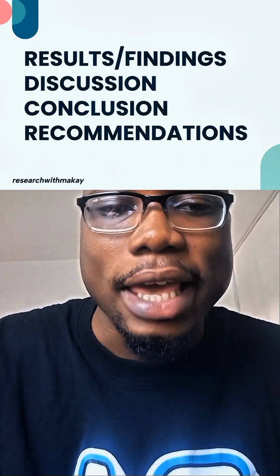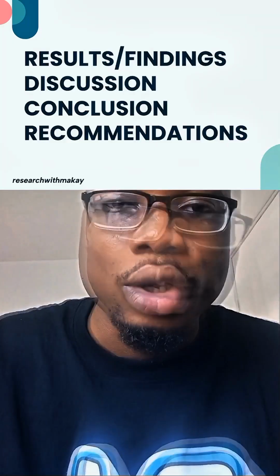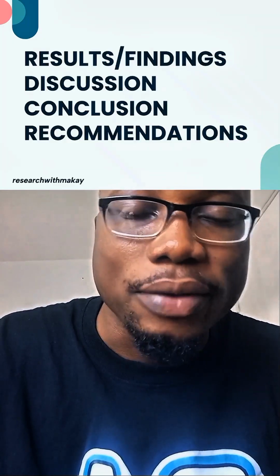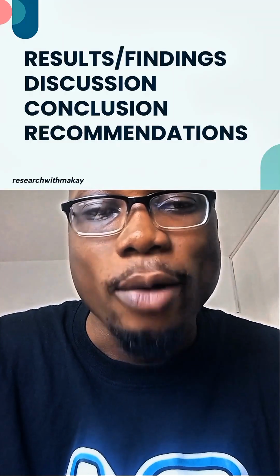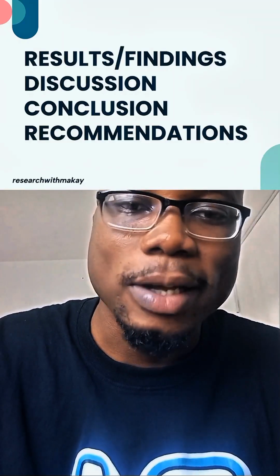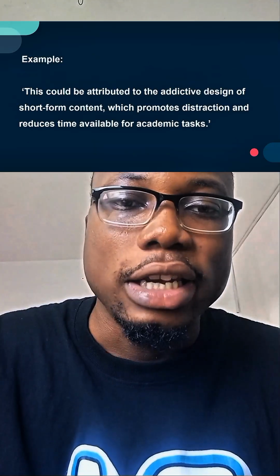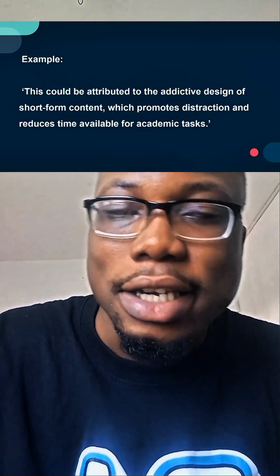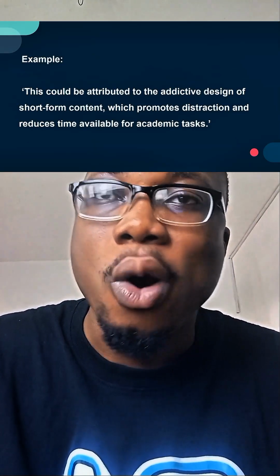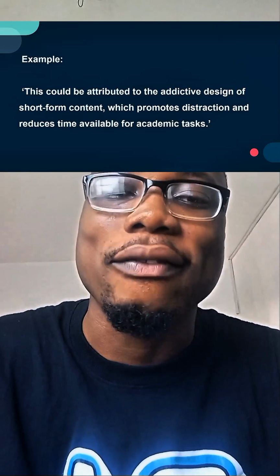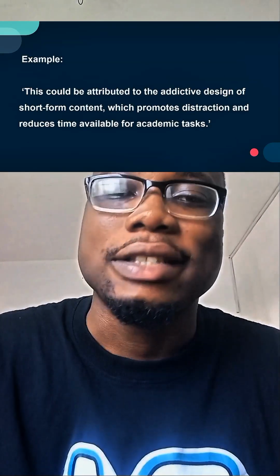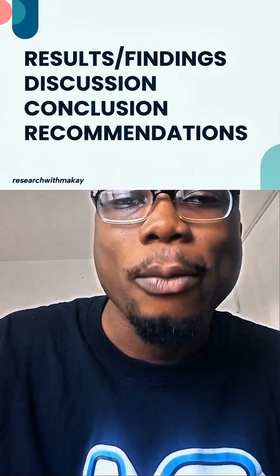Then the next step, interpret what that means. So you've now stated the brief summary of that key finding. Now interpret what it means. Explain why that result might have occurred. For example, in our example, this could be attributed to the addictive design of short-form content, which promotes distraction and reduces the time available for academic tasks. And step 3, compare with existing literature.